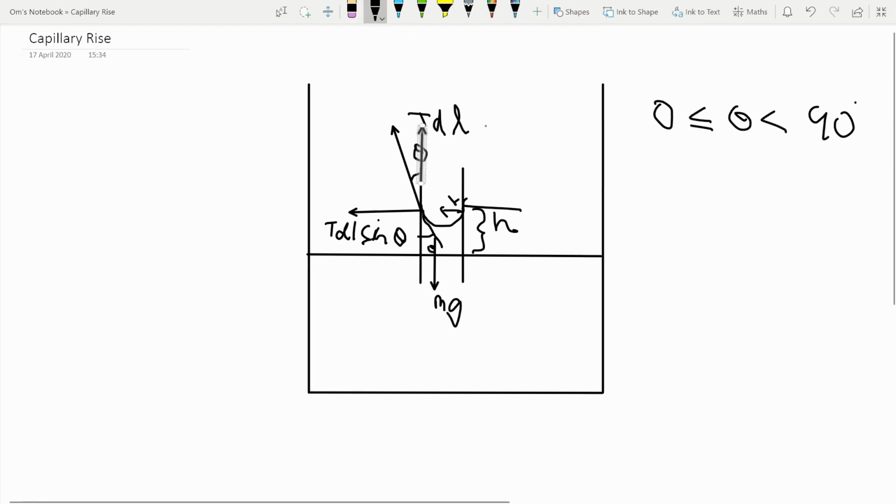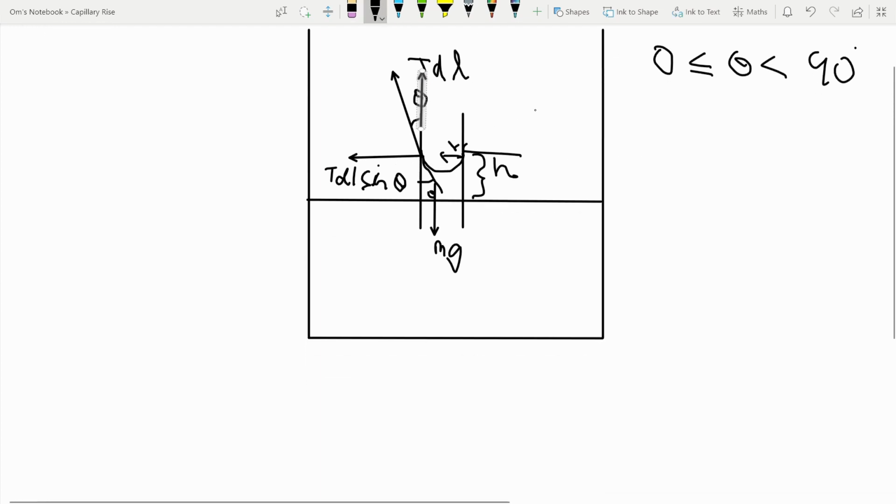The conclusion we come to here is that the TdL cos theta component is responsible for raising this mass of water above the water level. That's where the contact angle comes into play, because if theta is above 90 degrees, this cos theta value will be negative, and hence the liquid will go below the surface. Similarly, you can make different conclusions based on that.